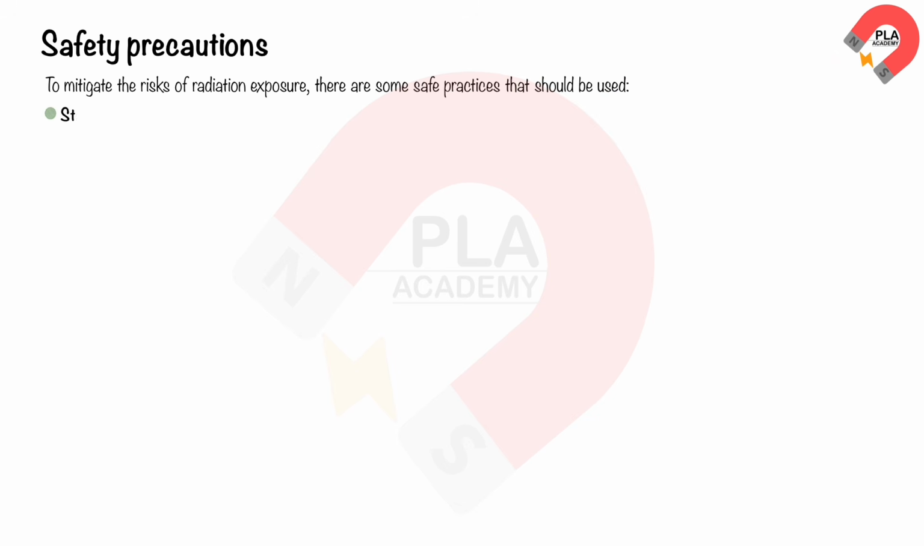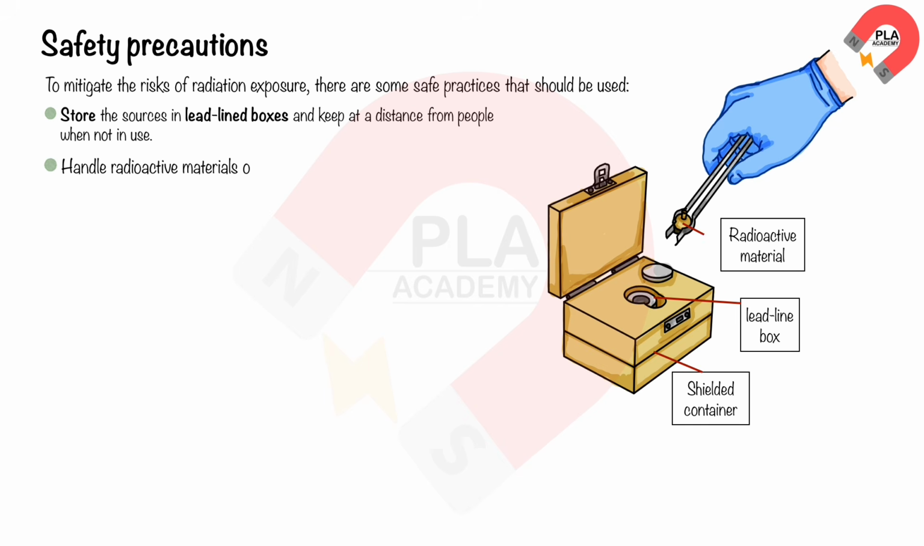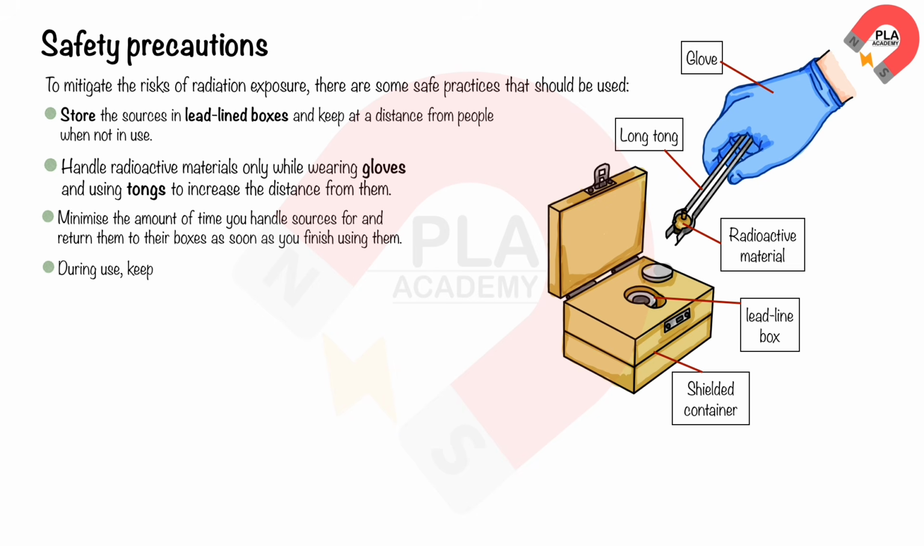Safety precautions. To mitigate the risks of radiation exposure, there are some safe practices that should be used. Store the sources in lead-lined boxes and keep at a distance from people when not in use. Handle radioactive materials only while wearing gloves and using tongs to increase the distance from them. Minimize the amount of time you handle sources for and return them to their boxes as soon as you finish using them. During use, keep yourself and others as far from the sources as feasible.